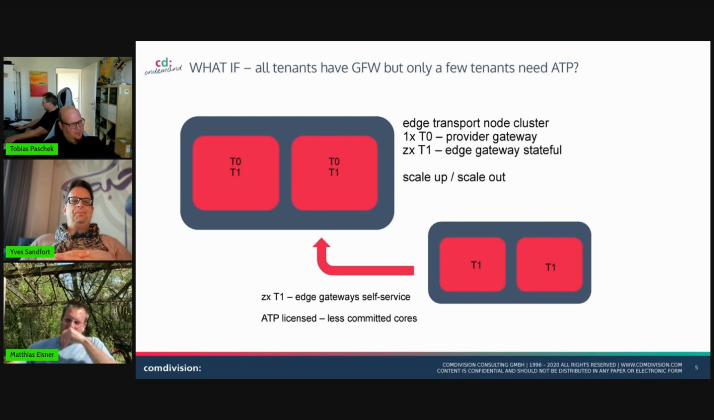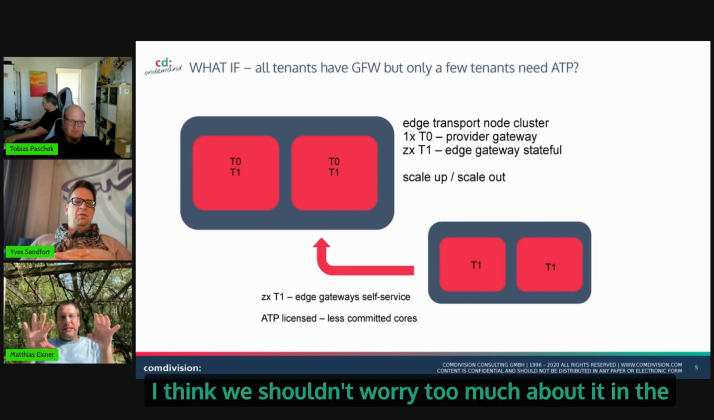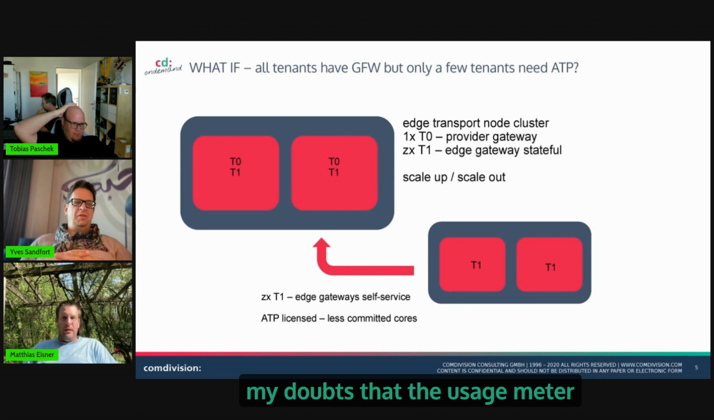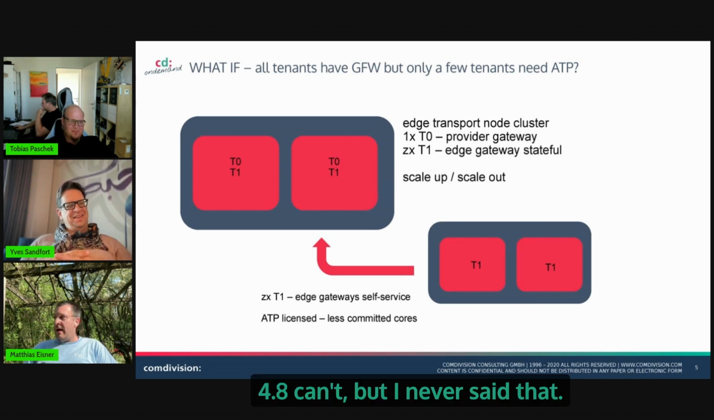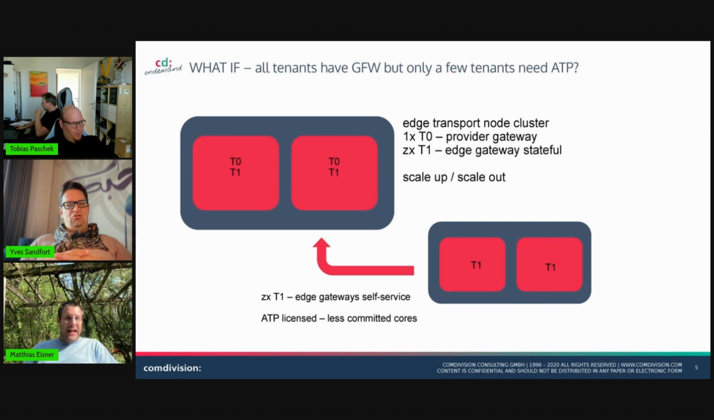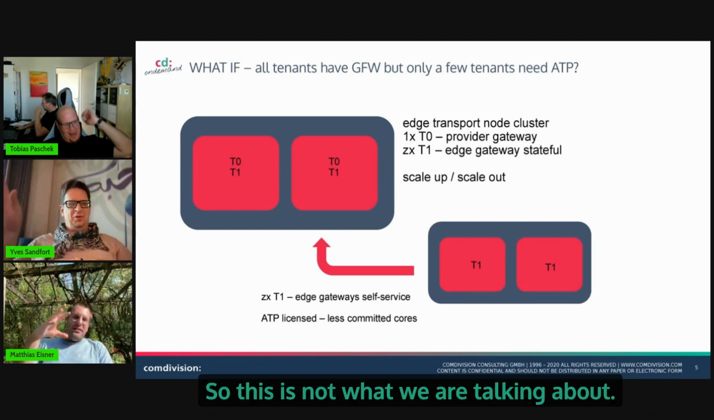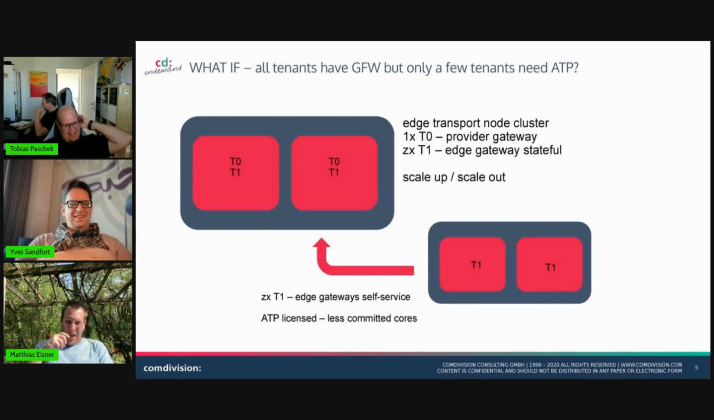But yeah. Okay. So I think we shouldn't worry too much about it in the beginning anyway, because I have my doubts that the usage meter can even track it at the moment. So 4.8 can't, but I have never said that. Shh, silence. Okay, so this is not what we are talking about.